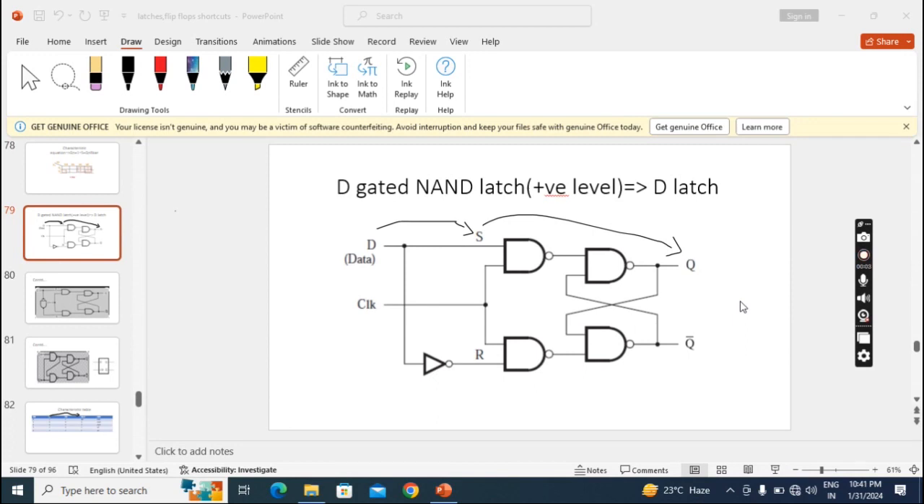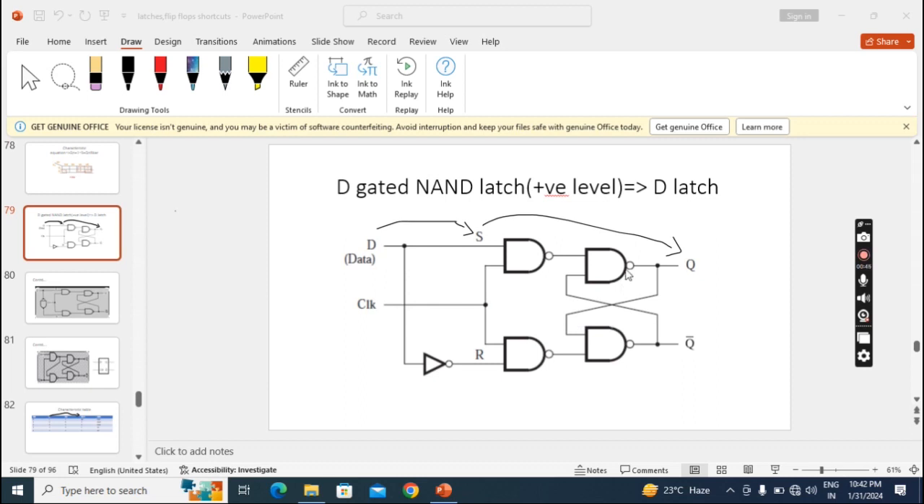In this lecture, we'll see the working of the D gated NAND latch with positive level. We can simply call it the D-latch. D-latch always means gated latch. There is no non-gated latch in D. This is the logic diagram. We can get the D-latch logic diagram from the SR latch only. Suppose we take SR: this will be S, this will be R. Just interconnect that S and R and make it D. Then the SR gated latch will become the D gated latch.